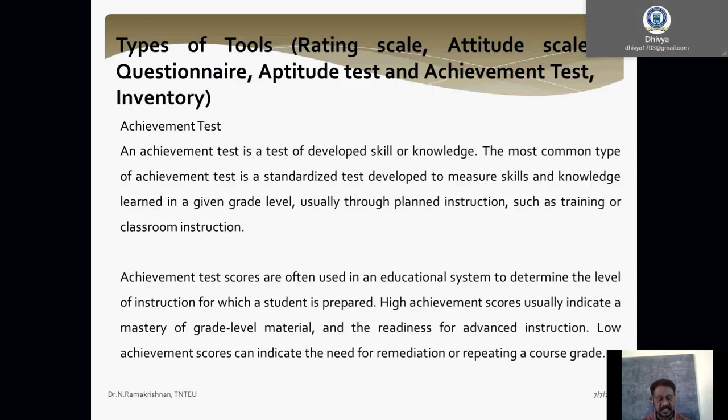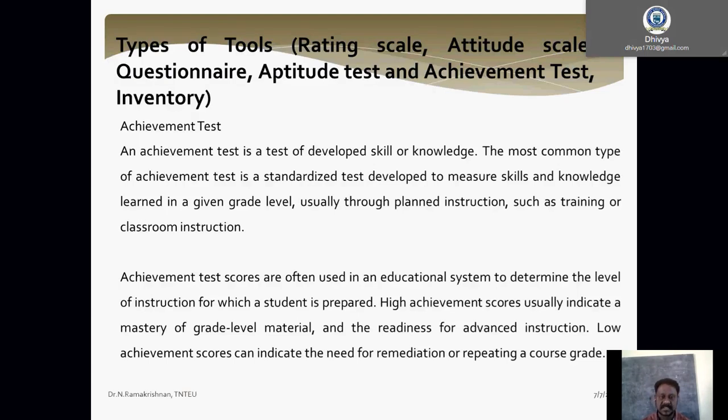Achievement test in the form of an objective test to test the knowledge of students. After giving training, a test after giving knowledge on a set of course is known as an achievement test. An achievement test is a test of developed skill or knowledge. How do you develop that skill or knowledge? By teaching, by instruction, or by system, or by any other method.